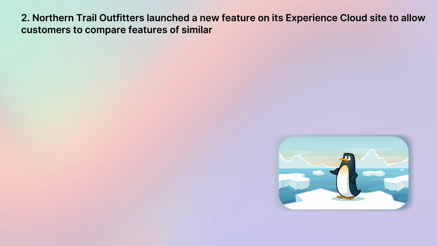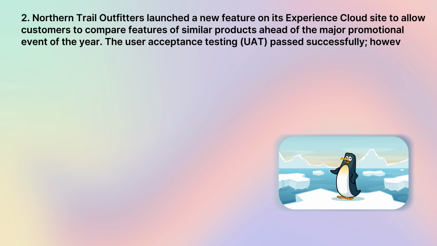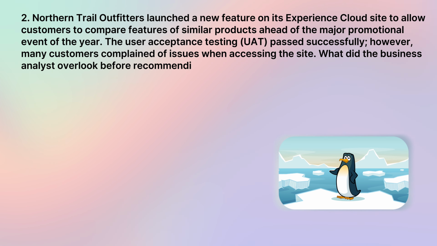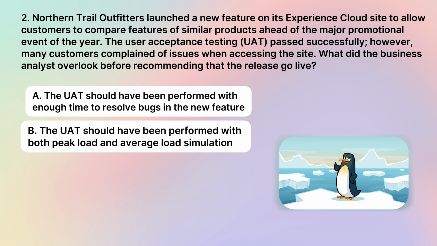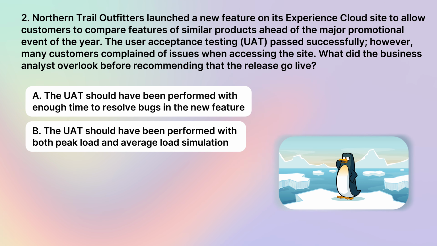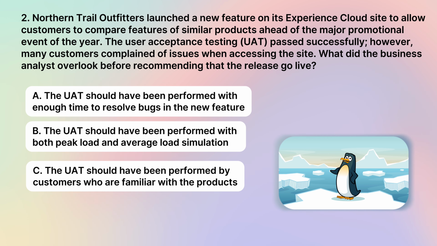Question 2. Northern Trail Outfitters launched a new feature on its Experience Cloud site to allow customers to compare features of similar products ahead of the major promotional event of the year. The user acceptance testing, UAT, passed successfully. However, many customers complained of issues when accessing the site. What did the business analyst overlook before recommending that the release go live? A. The UAT should have been performed with enough time to resolve bugs in the new feature. B. The UAT should have been performed with both peak load and average load simulation. C. The UAT should have been performed by customers who are familiar with the products.